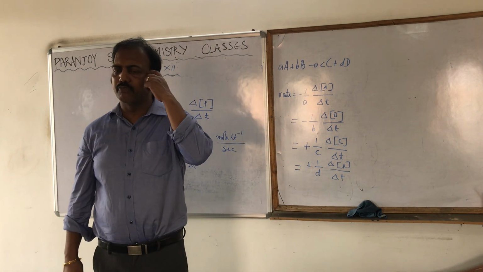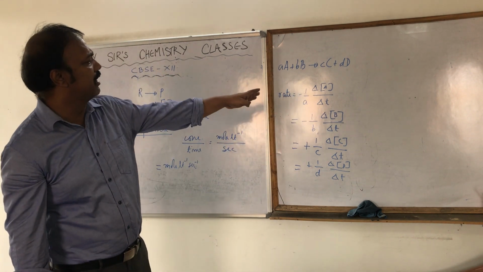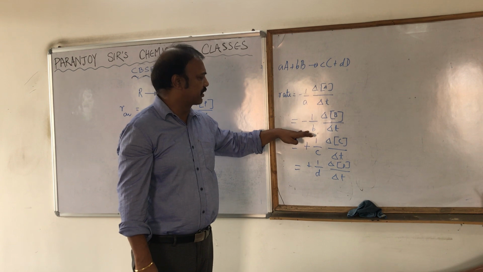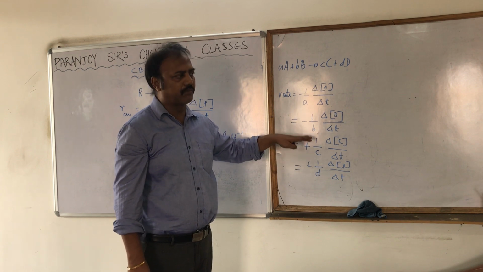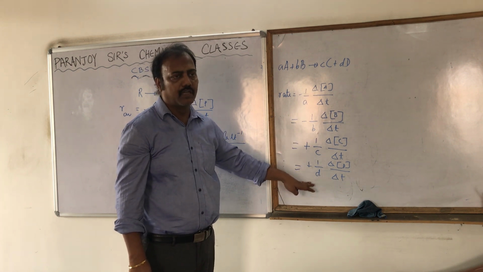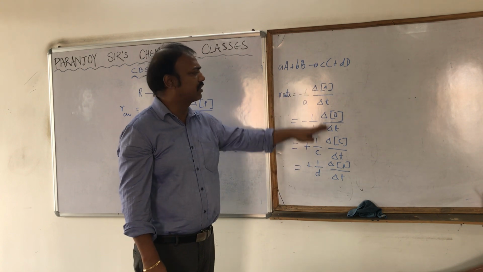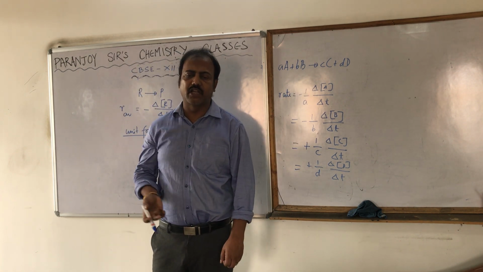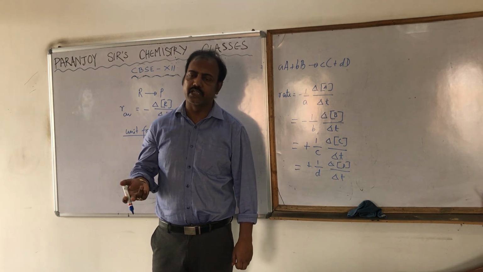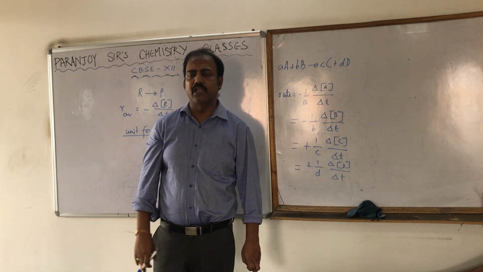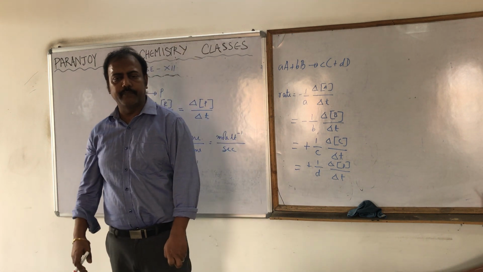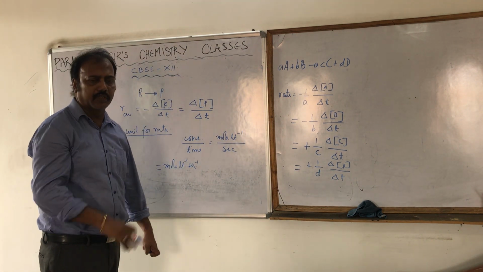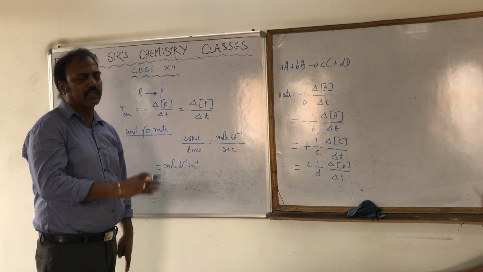So rate of the reaction with respect to A is this one. Rate of the reaction with respect to B is this one. Rate of the reaction with respect to C is this one. Rate of the reaction with respect to D is this one. But all these four terms are nothing but the rate of the reaction, which is constant for a particular reaction at a particular condition. So obviously they are all equal. That's the second or third concept I told you today. We are going to use these concepts in the numericals.